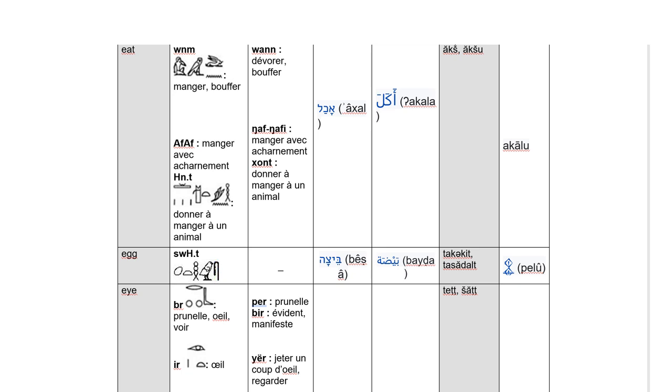You have here to eat very eagerly, so to say. In Wolof, it means also the same, to eat fast and eagerly. You have here hunt in Egyptian, which means to give something to eat to an animal. The same thing, hunt in Wolof means to give something to eat to an animal. Also, you have here nearly the same word for eye.